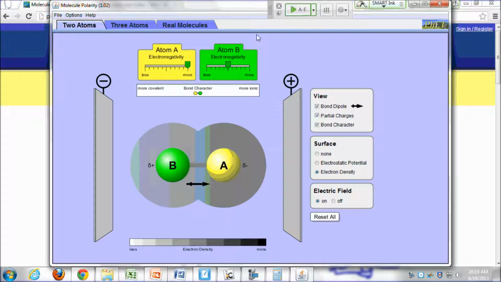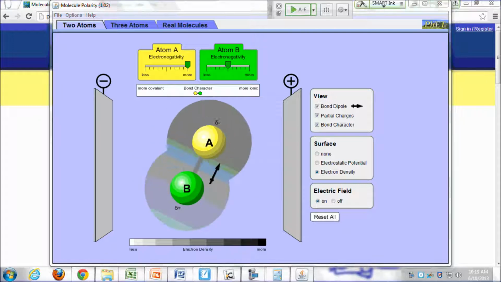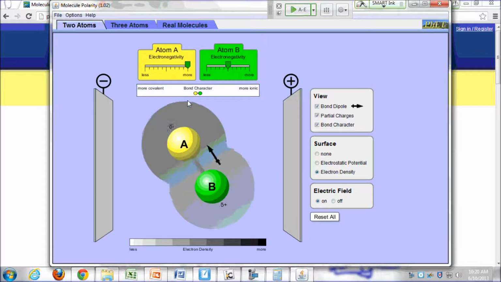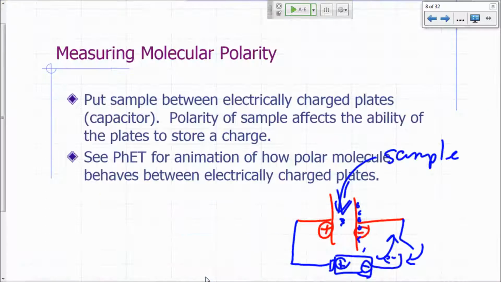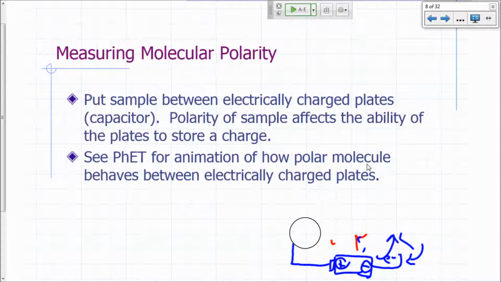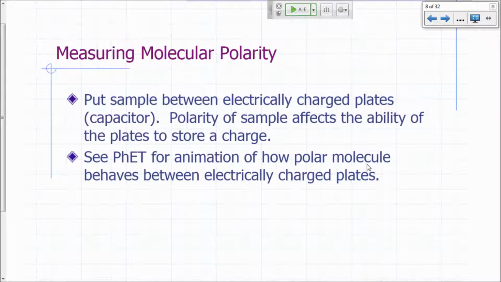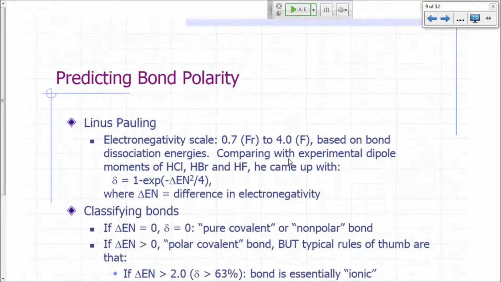Okay, now what happens if I were to turn this molecule? Oh, what happened? Right there. So the A atom, the partially negative end of your molecule, is attracted to the positively charged plate. All right, so that's how your polar molecules will behave if you place them between electrically charged plates. So based on that behavior, you can make measurements that would allow you to determine the dipole moment of your molecule, to determine whether it's polar or not.